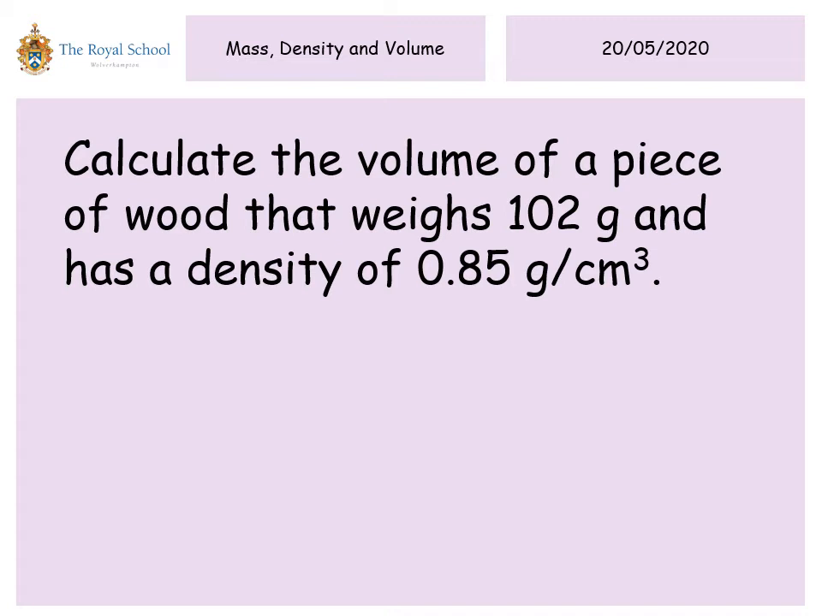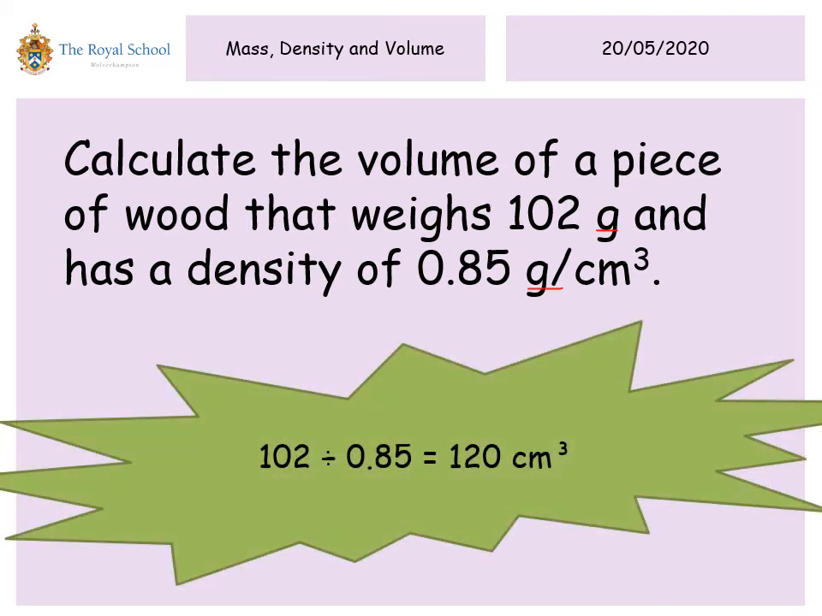I'll run through the answers now. So volume is mass divided by density. We have the correct units that match here, consistent units, so that's fantastic. So we can do 102 divided by 0.85 gives 120.